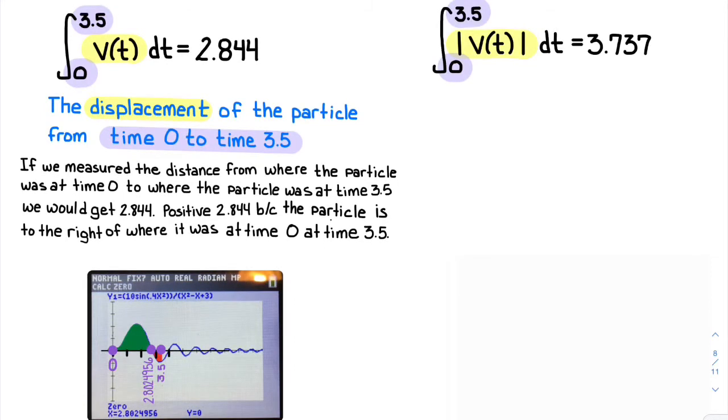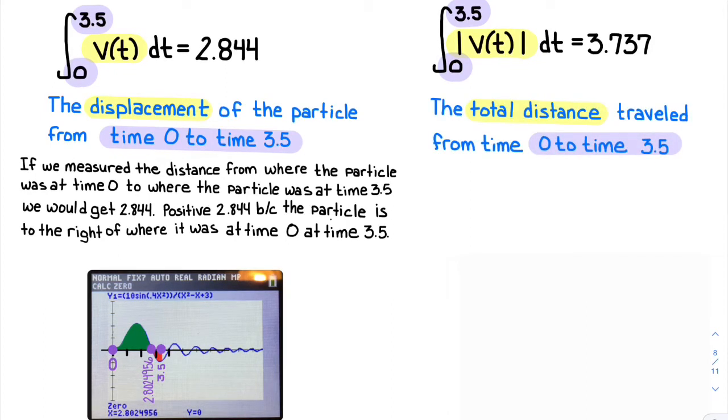To evaluate this integral, you will need to use the absolute value feature on the integrand, in other words, what's between the integral and the dt. To do this on an Inspire, you can just use the button to the right of number 9 on your keypad. On a TI 83 or 84, the quickest way to get to absolute value is to just simply hit second 0, which gets you to the catalog, and ABS is the first one listed.